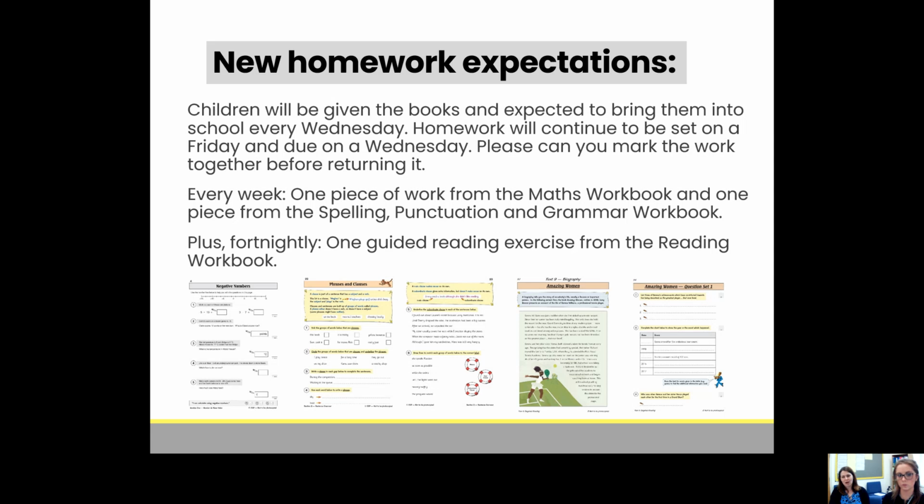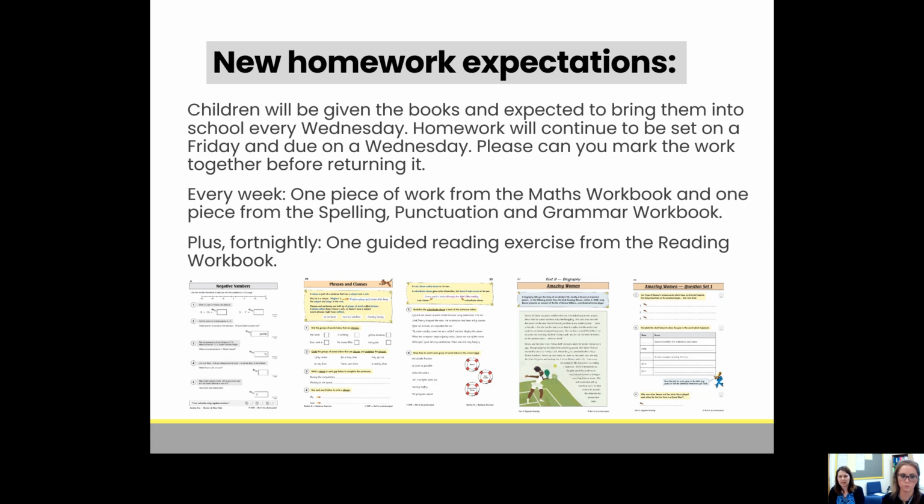We will set the work and we will pop the expectations of what we're setting on Teams. So you'll still be able to see on Teams every week, for example, which maths, punctuation and reading exercises we're expecting the children to complete. We'll also tell the children those themselves. And then the children will be completing a maths exercise per week, a spelling, punctuation and grammar exercise per week, and then fortnightly they'll be completing a guided reading exercise.